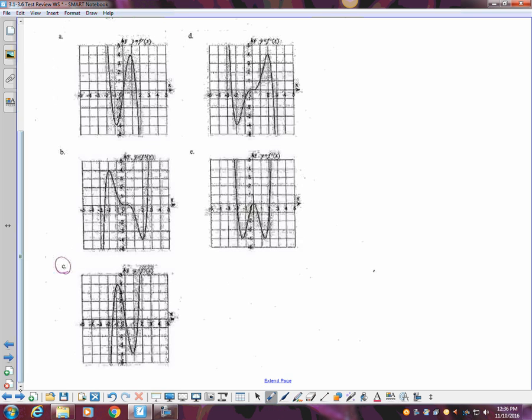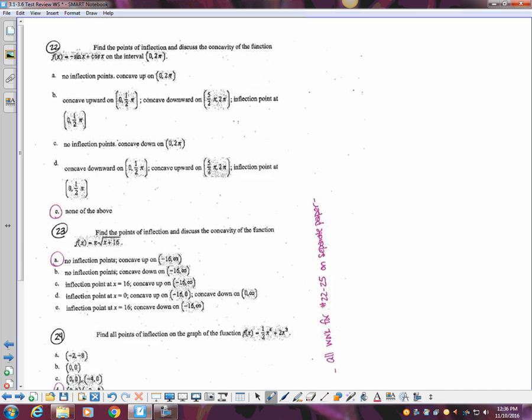Okay, so let's check C. Negative to 1.5. Positive from 1.5 to 0. Negative from 0 to 1.5. And then positive from 1.5 to infinity. So really make sure that you understand that relationship.